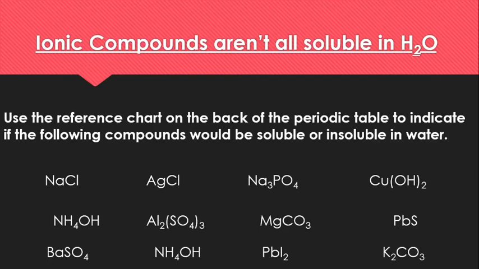So with covalent compounds, we have to ask ourselves those two other questions about, does it have the lone pairs on the central atom or different elements around it? But if it's ionic, we have to look at the chart on the back of our periodic table to figure out if something is soluble or insoluble.